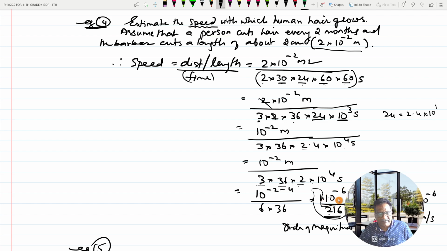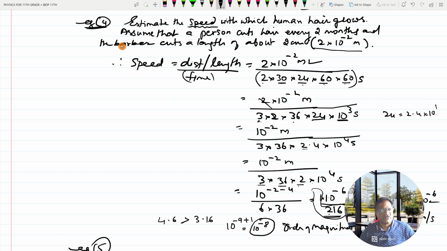That I will have to multiply with this 10 raised to minus 6. Okay. Now this will work out to 4.6 into 10 raised to minus 6, and minus 3 is minus 9. So I get this as the answer, 4.6 into 10 raised to minus 9. Now, because this 4.6 is greater than 3.16, what will happen to the order of magnitude? The order of magnitude will be increasing by 1. So it will become minus 9 plus 1. And this works out to 10 raised to minus 8. Now this is the order of magnitude of the speed, and the unit is meter per second.